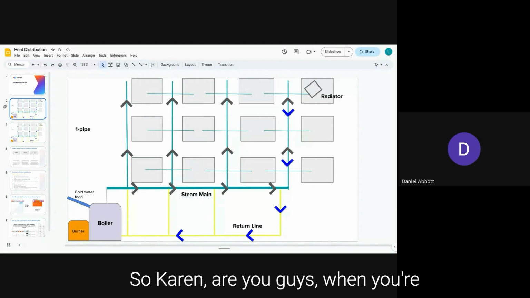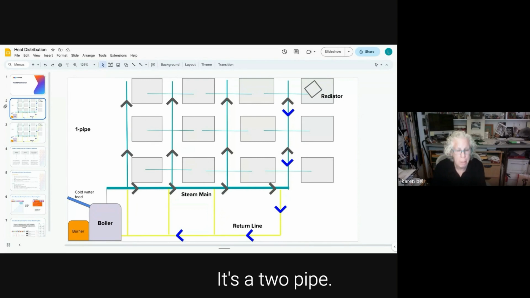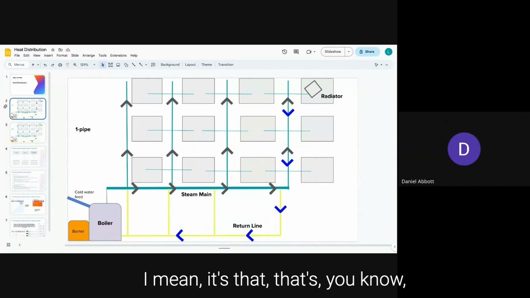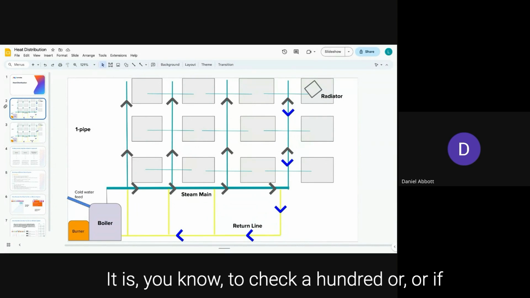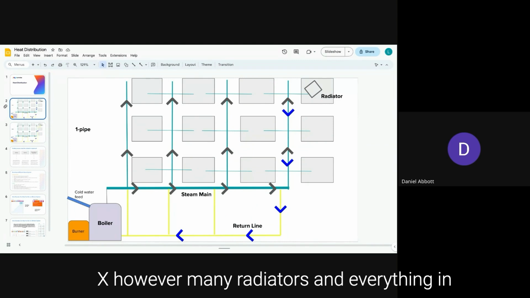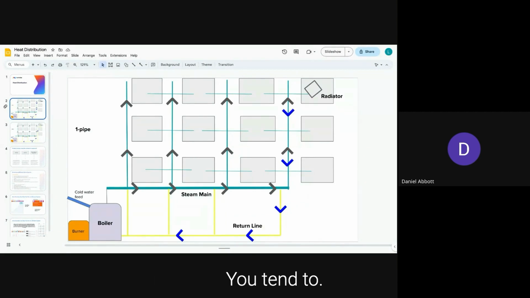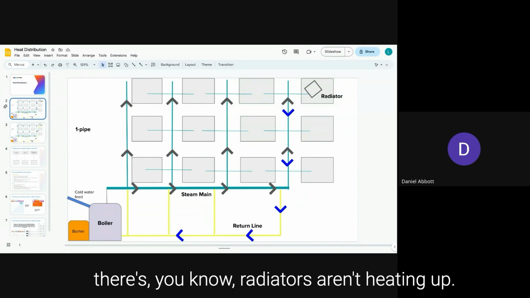So Karen, when you're up in the units, is it one or two pipe? It's a two-pipe. Okay. The drawback to steam trap maintenance is you have to check however many radiators there are in those apartments. Thankfully, only 20 apartment units, times however many radiators, it can be labor intensive. So what does end up happening is it's more of a reactive thing. You tend to check steam traps if there's a problem with the heating or radiators aren't heating up.